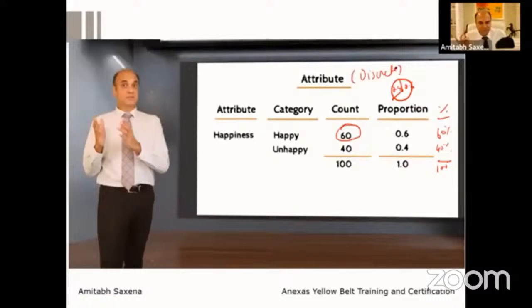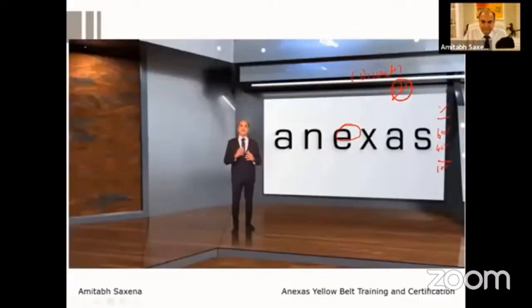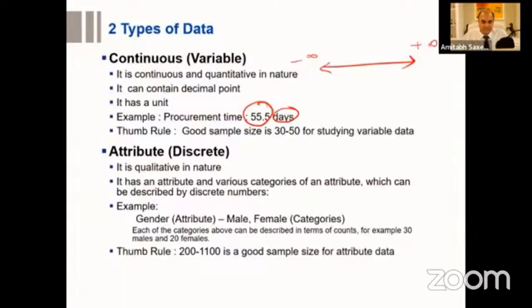Okay. So now we have understood the two types of data, continuous and attribute. If I am dealing with continuous data, 30 to 50 samples is good enough. It will give you all the information of millions of population. And if you are dealing with attribute data, 200 to 1,100 samples is good enough. When you join my Black Belt session, I will tell you where these numbers are coming from. There's a formula.